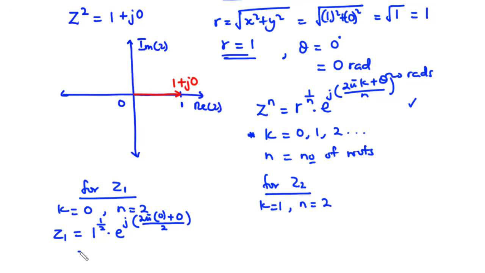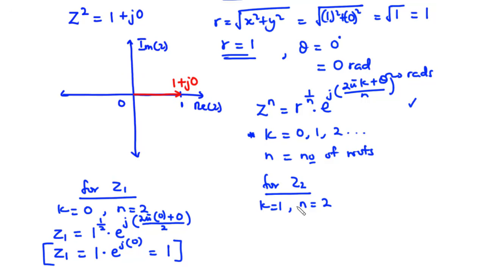Now let's simplify this. So 1 exponent half is still 1. So we have 1 times e exponent j. So here we have 2 pi times 0, which is 0. So 0 plus 0 divided by 2 is still 0. And we know any non-zero number raised to the power 0 is equal to 1. Therefore, we have 1 times 1, which is equal to 1. Therefore, z1 is equal to 1.